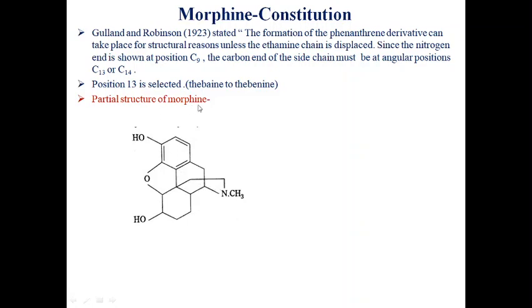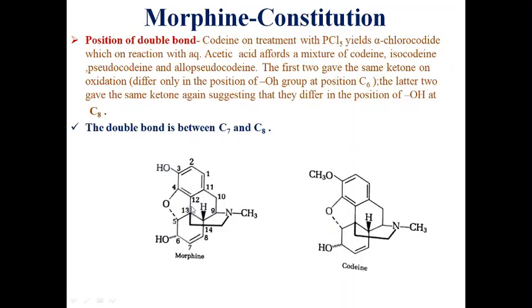So the partial structure of morphine is given, as you can see. This N-methyl ring has been connected at position 9 and 13. Now only one thing is left: the position of the double bond has not been stated. So the next step is the position of the double bond.